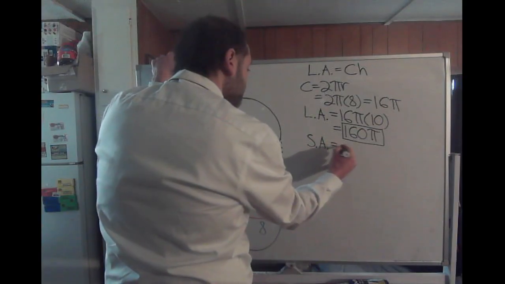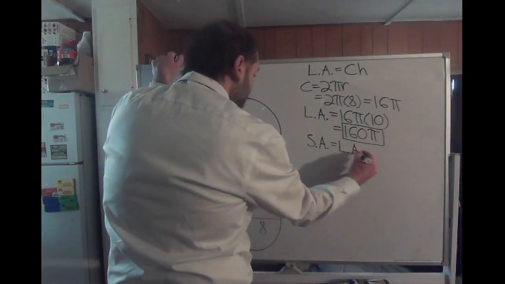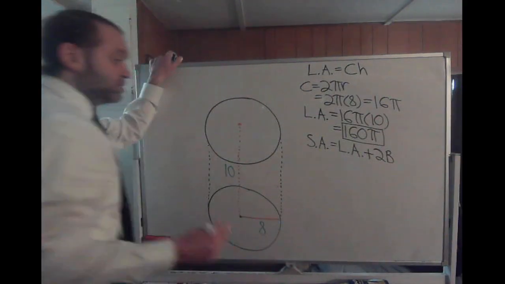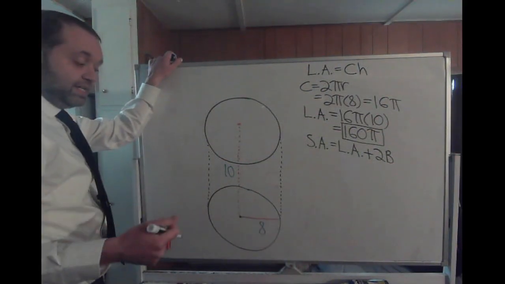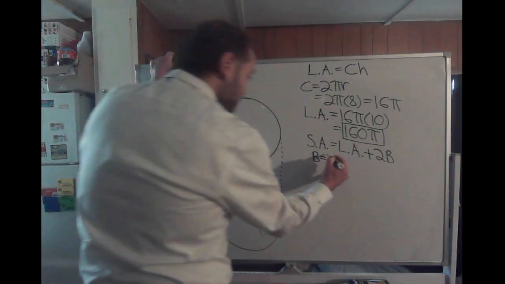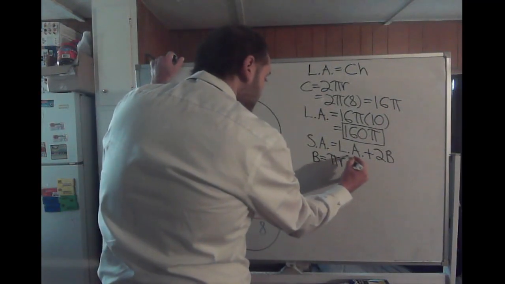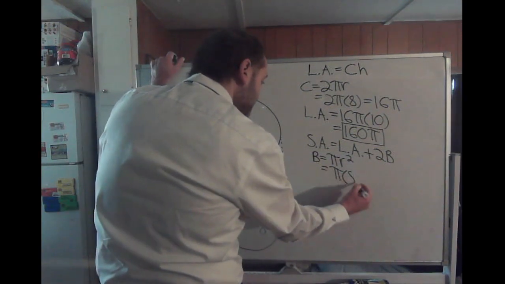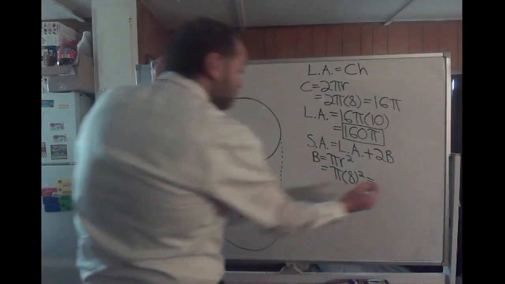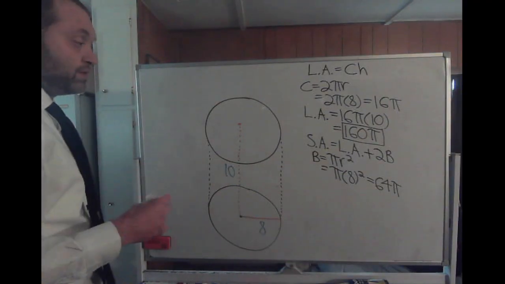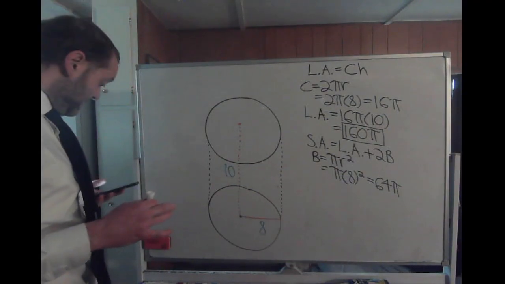Surface area equals, again, the lateral area plus twice the area of the base. Well, here's the thing, we don't know the area of the base yet. So the area of the base, of course, being a circle, the formula is pi r squared. So you would take pi times that radius of 8 to the second power, which would give you a base area of 64 pi. So the base area for this cylinder is 64 pi.